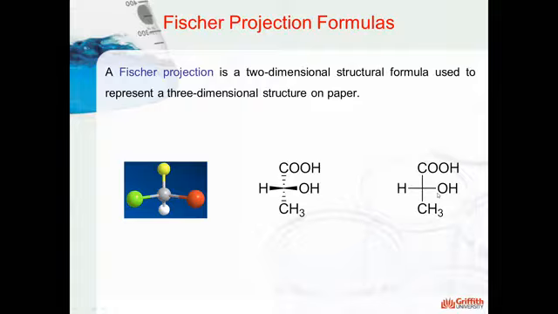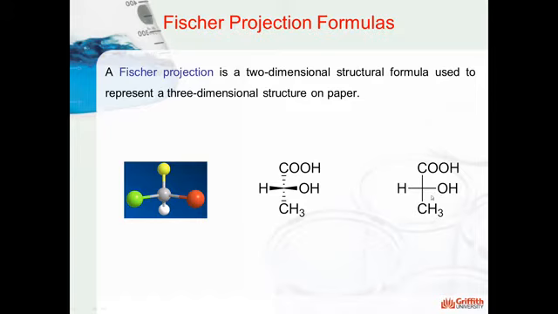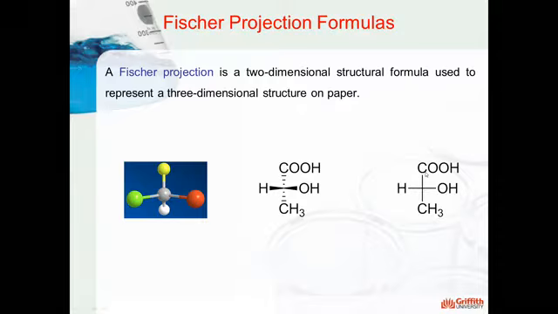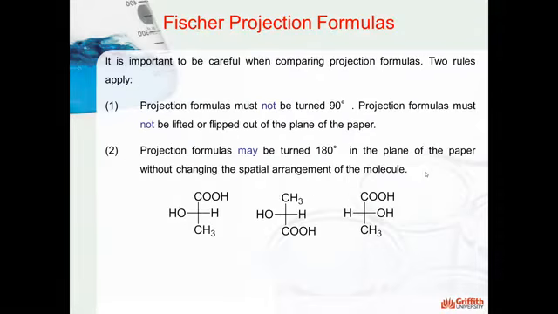We can also draw them as Fischer projections, which just use these lines, but this represents the same as the dashes and wedges here. The ones left and right are coming out of the paper towards us. The ones vertically are going back behind the plane of the paper. When we're comparing these Fischer projections, there are a few rules in what we can do in terms of rotating the structures. We can't rotate them 90 degrees, but we can rotate them 180 degrees.